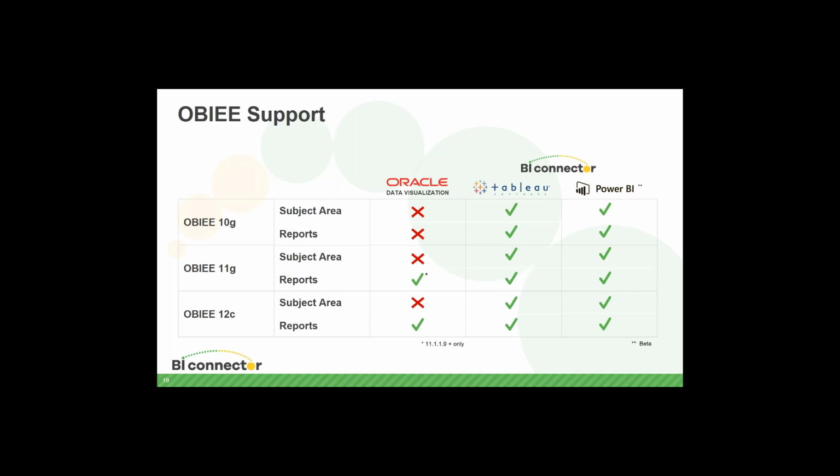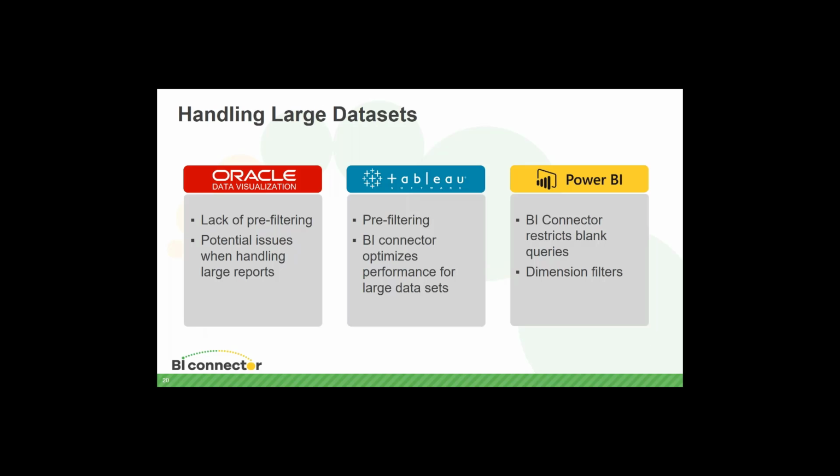Let's look at handling large data sets. One of the key important factors when you connect to a data source such as OBIEE is that you are dealing with millions and millions of rows in your fact table. So when you connect to the data source or when you connect to a report, if your report brings up a large set of data, can your tool handle it efficiently?